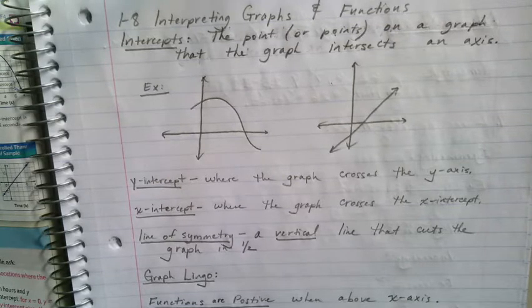So again, section 1.8, interpreting graphs and functions. I'm going to go kind of quickly. I don't want this video to last long. So if by chance you need to pause and fill out your notes, go ahead and do that. So first of all, intercepts. It says here the point or points on a graph where a graph intersects the axis. So if there's an intersection, it is called an intercept, whether it's on the x or the y-axis.